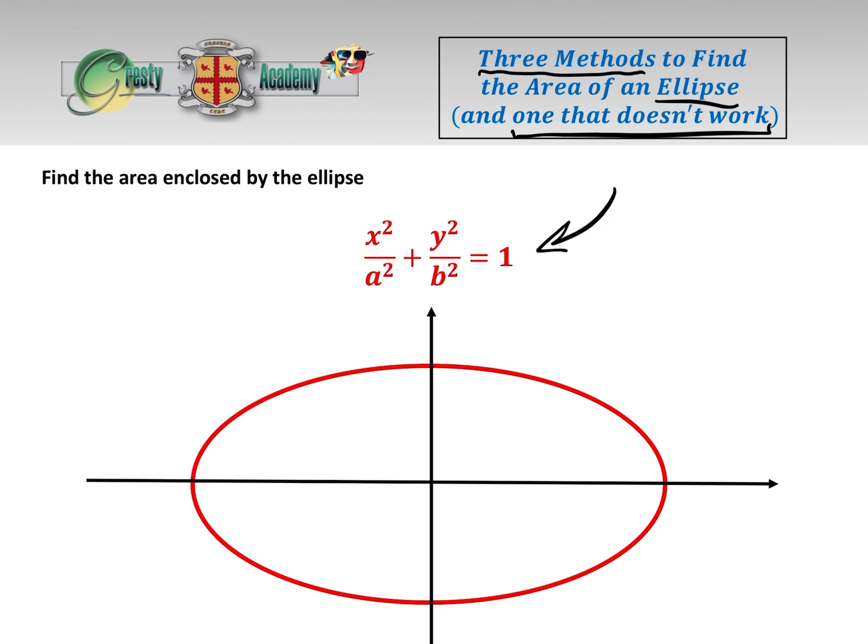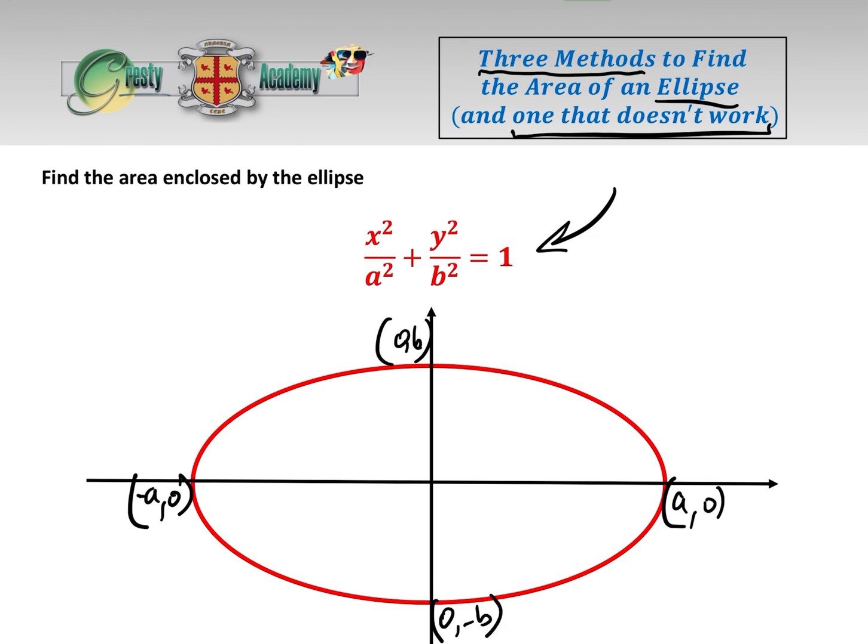So all we need to do, we have an ellipse here, x squared over a squared add y squared over b squared equals 1. Here it is, so that is the point here, (a, 0), and this is the point here, (0, b), and this is the point here, (-a, 0), and this is the point here, (0, -b).